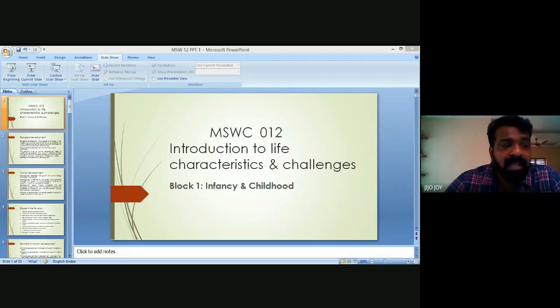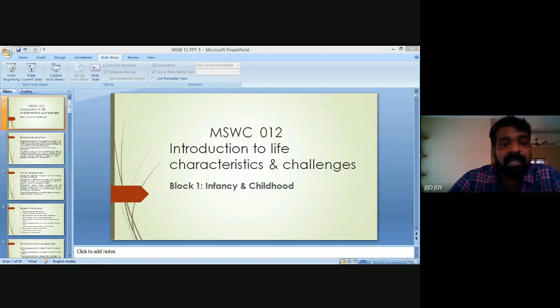Then we move on to the other stage, that is early childhood. Childhood is divided into early childhood and late childhood, so we have to learn them separately. The time period of early childhood is 2 to 6 years, and late childhood is from 6 years until the children become sexually mature, approximately at the age of 13 for girls and 14 for boys. So 6 to 13 or 14 is late childhood, and 2 to 6 years is early childhood.